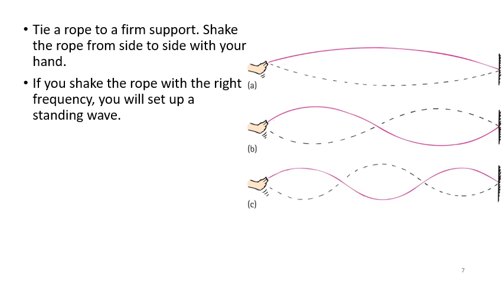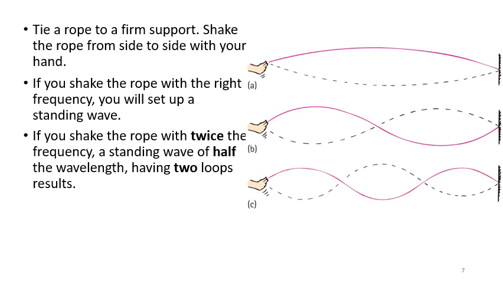The right frequency means that if you can get the node points at the same position and the antinode points at the same position, you can create a standing wave. The first picture refers to some particular frequency. If you shake the rope with twice the frequency of the previous case, you can see a standing wave of half wavelength.